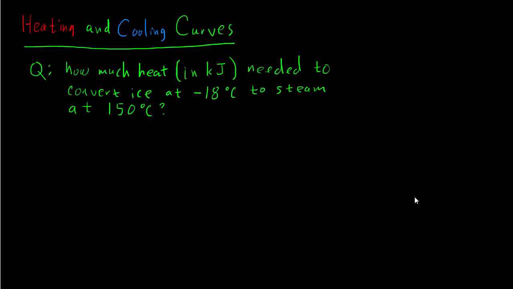So how much heat total in kilojoules is needed to convert ice at minus 18 degrees Celsius to steam at 150 degrees Celsius? And for this problem, our mass of ice is going to be 270 grams. So we have 270 grams of ice that we're starting out. And that ice is really cold at minus 18 degrees Celsius, and we're going to figure out how much heat we would need to put in to convert it to steam.